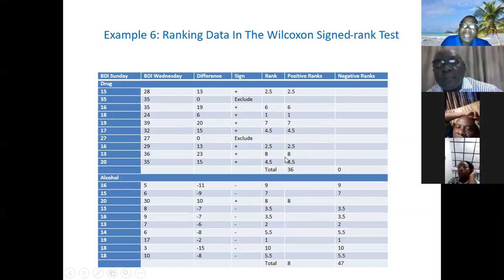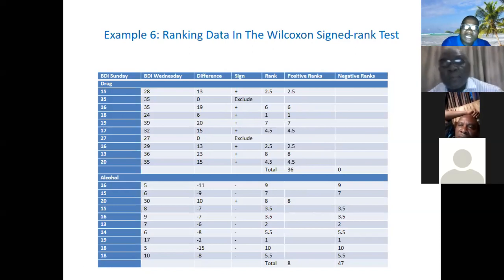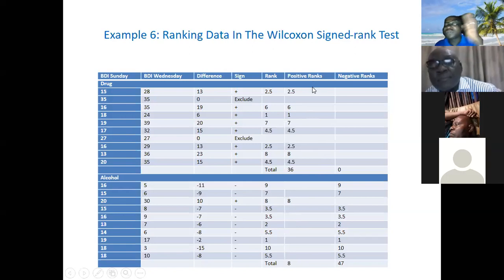You have given them the rank. Now you want to separate. You do the same thing. You know there are 2 separate things now: drug is being treated separately, alcohol is being treated separately. The next step is to separate the positive ranks from the negative ranks, that is, the ranks of those that are positive from the ranks of those that are negative. For drug, all of them are positive, so all of them are here. When you add it together, it's 36. There is none negative, so 0.